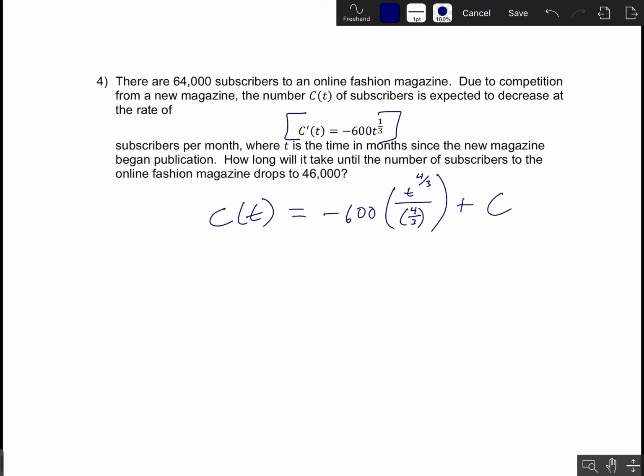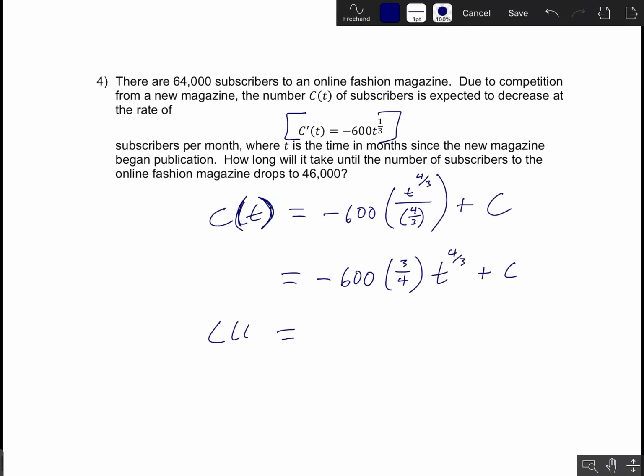But remember that both sides of this equation are only determined up to a constant. So I have some unknown constants that I could add to one or both sides of this equation, and I'm just going to express that as plus C. In this case, I probably should have chosen a different letter rather than C, since C also represents our function, but I'm just going to distinguish them by always writing it as C of t rather than the constant C. Okay, so this I can rewrite as negative 600 times 3/4 times t to the 4/3 power plus C.